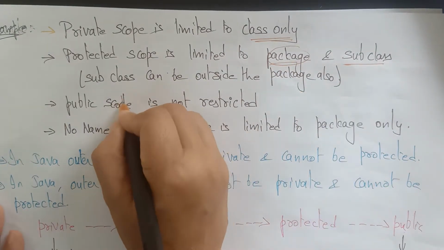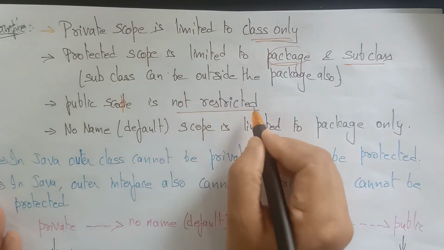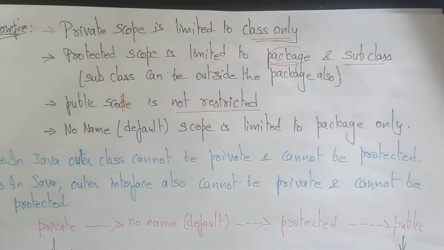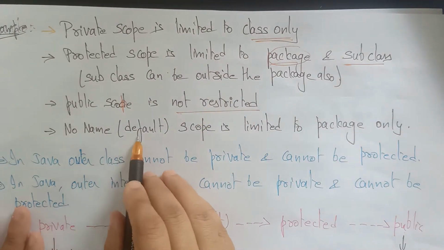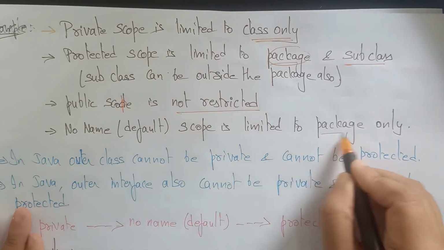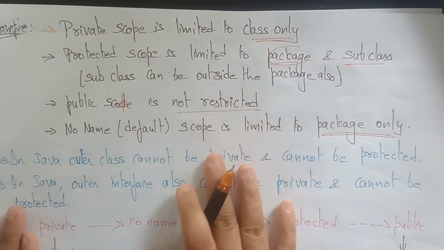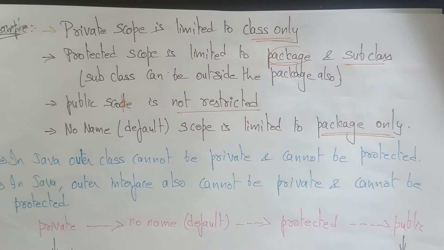Public means not restricted. Anyone can see. No name is the default. Its scope is limited to packages only. If you didn't mention anything, you call it the default specifier. That is no name, and it is limited to only that particular package.